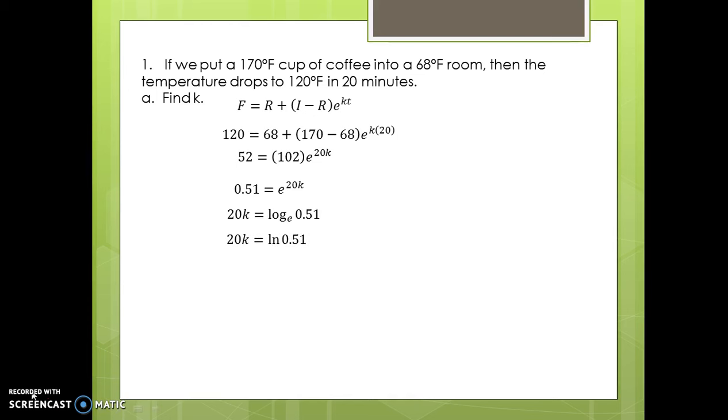Now, we haven't talked about this, and we'll go into this some more, but log with a base of e is a special kind of log. It's called a natural log, and it is denoted as ln, and there's a button on your calculator for ln. So the natural log of 0.51 is equal to 20K. I'm going to put the natural log of 0.51 in my calculator, and I get negative 0.6733. Finally, I need to get the K by itself by dividing both sides by 20, and I end up with K.